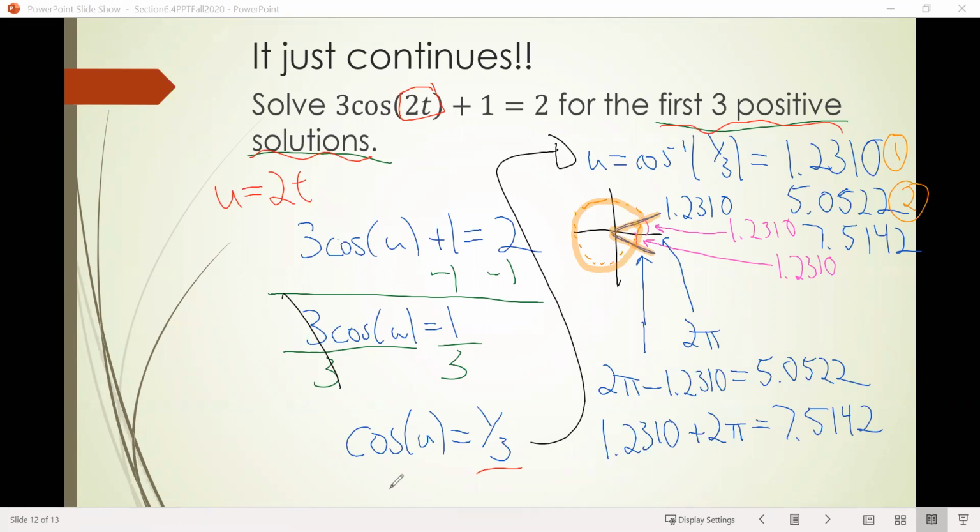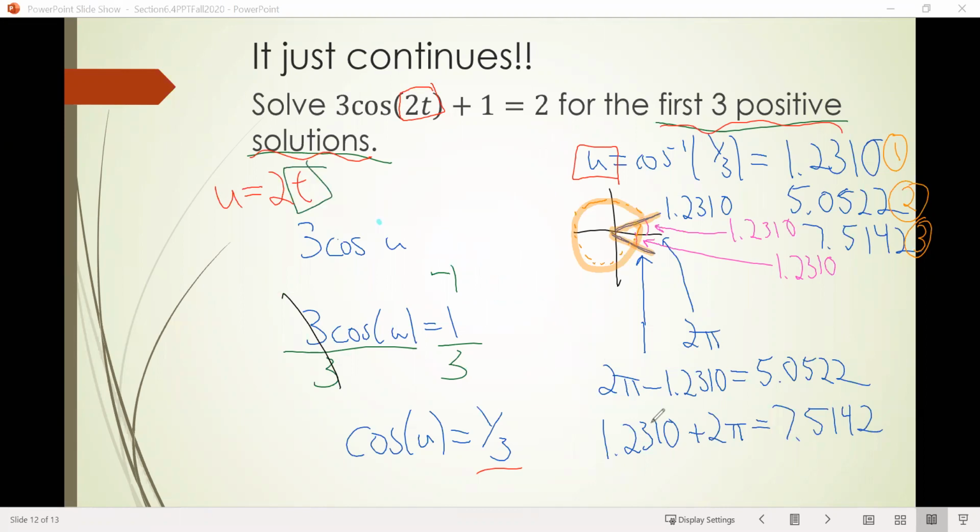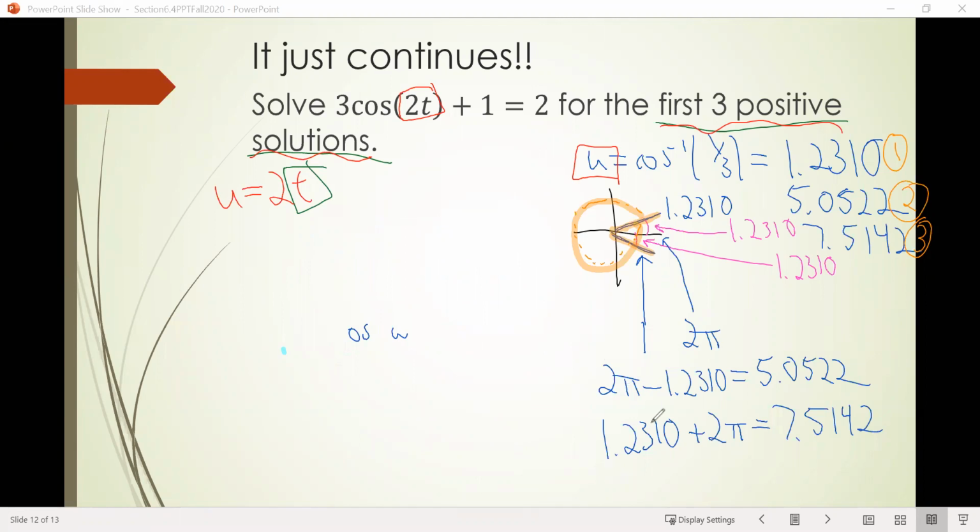All right, so now we have 3 positive solutions, so we're done, right? No, the answer is no, because recall that those were all values for u. We use those to solve for u, but we're trying to solve for a value of t. So we need to use the fact that u equals 2t to finish this off. In this case we could set up 3 equations.